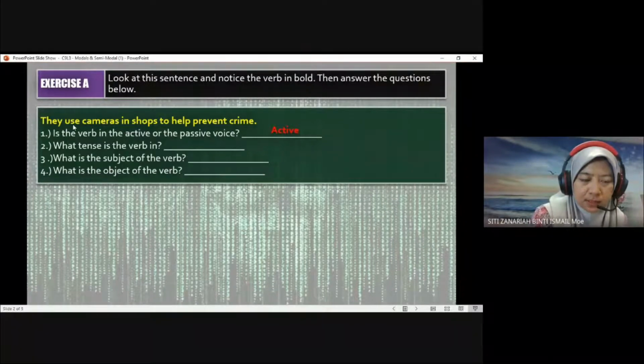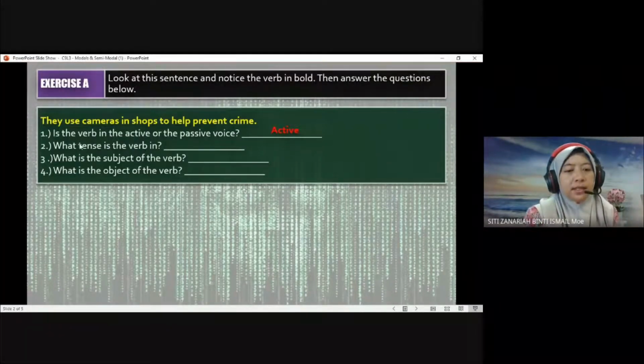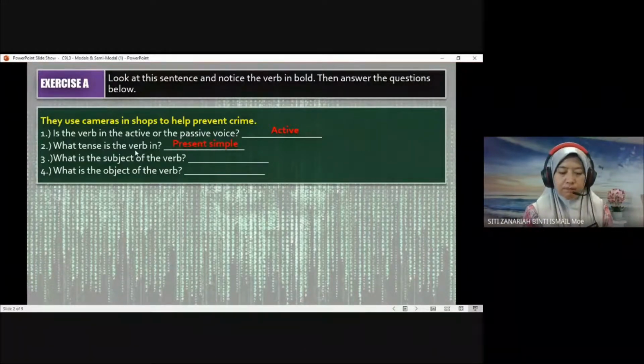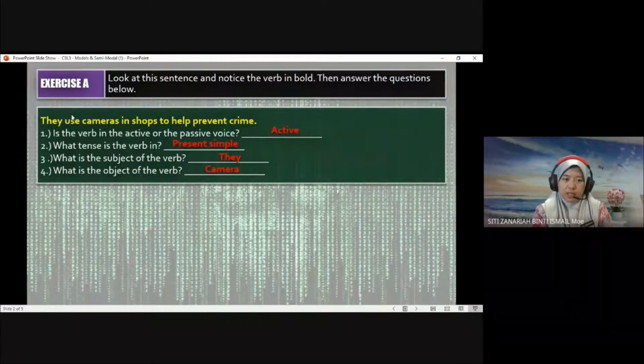The verb used in the sentence is in the present tense. What tense is the verb in? Use, they use. It is written in present simple. The subject of the verb is they. Use, the object, we are referring to cameras. What is the object of the verb? The object of the verb is the camera.